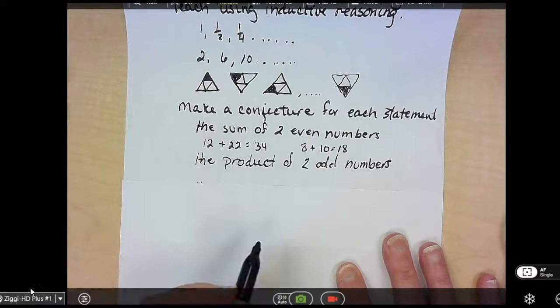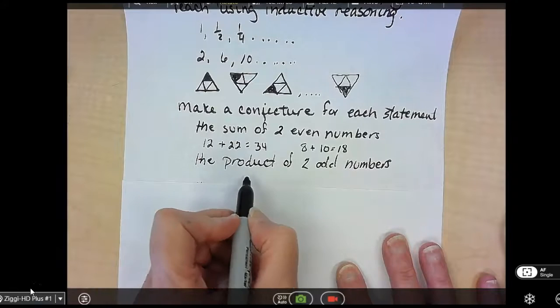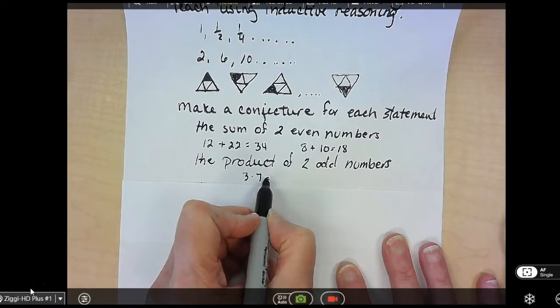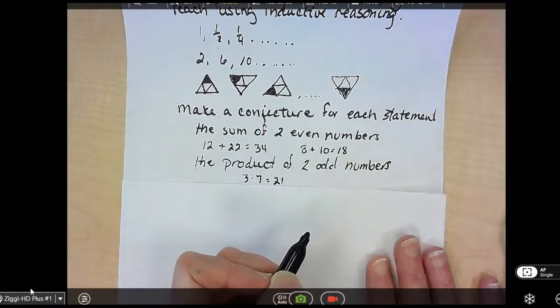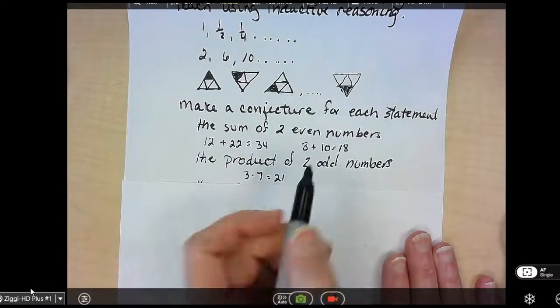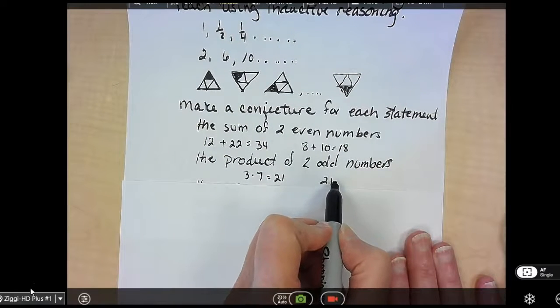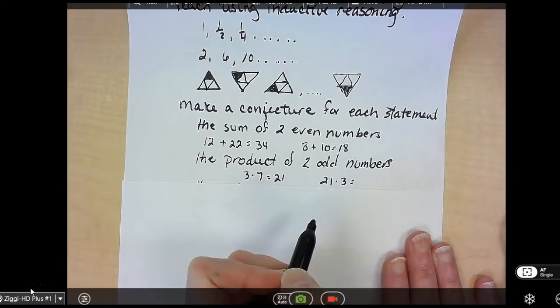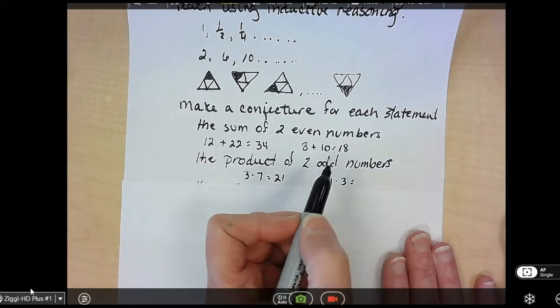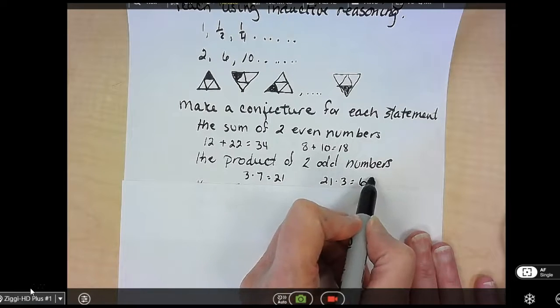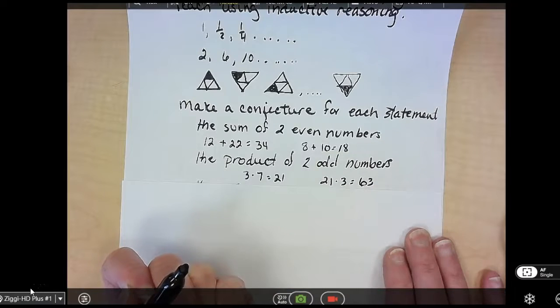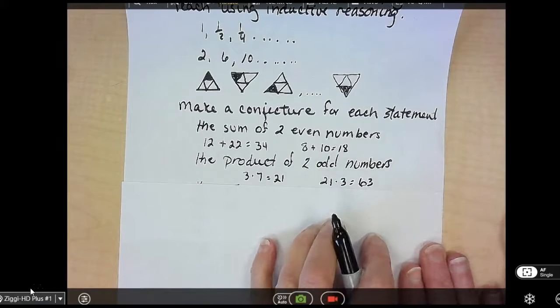The product of 2 odd numbers, well, let's see what happens here. 3 times 7 is 21. 21 times 3, well, that's 63. That's still odd. 3 times 5 is 15. I think I'm going to get that the product of 2 odd numbers is odd.